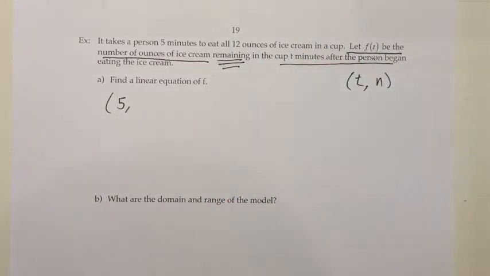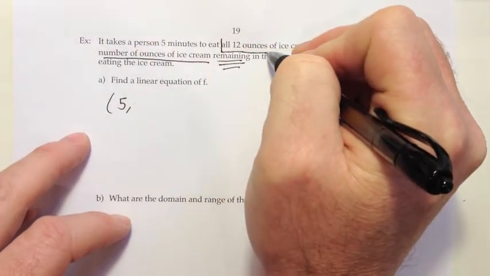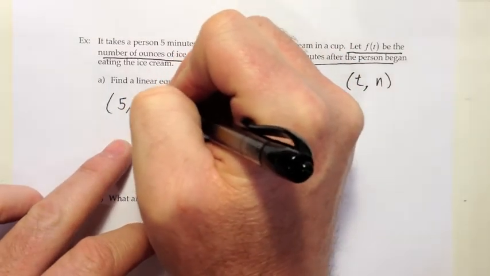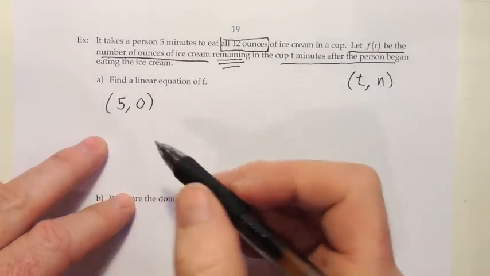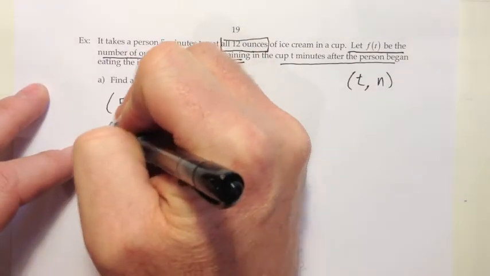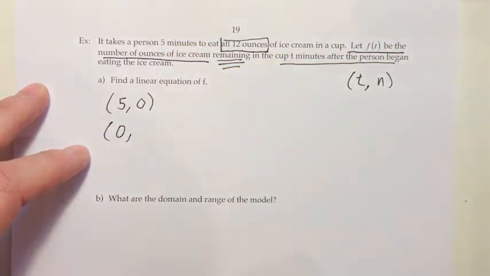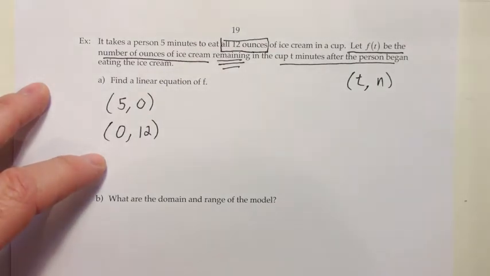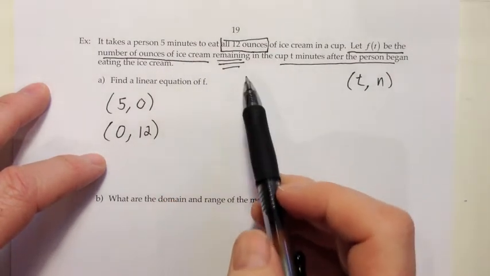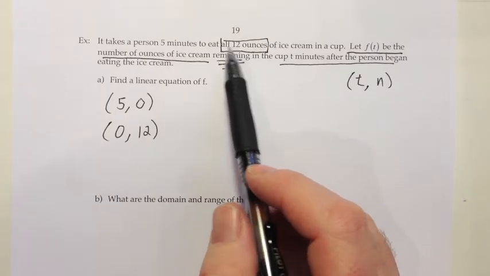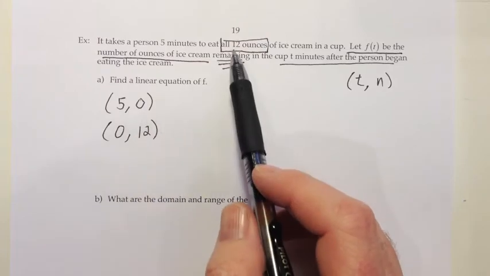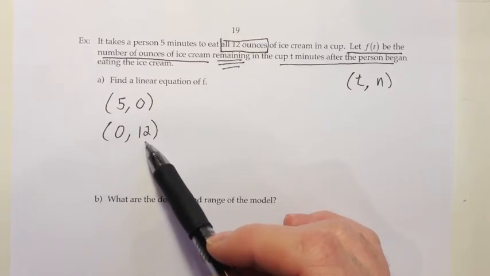Notice it says all 12 ounces, which means they're done at that point. So really I would read that as after 5 minutes they've finished the ice cream, and that means the amount remaining is 0 ounces. And so we need another ordered pair to get our equation, and that would be the starting point. Right when they got the cup of ice cream, so no time had gone by yet, all 12 ounces were still there. So really from that one line we get both ordered pairs. It took 5 minutes to eat all 12 ounces, so after 5 minutes none was left. And then we know it started with 12, so at time 0 there were 12 ounces.